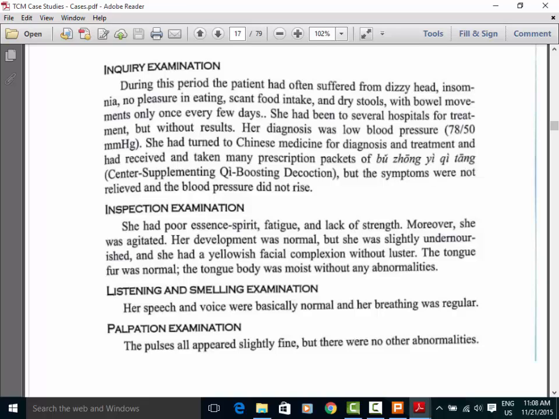Not any deficiency. So you have to think here, this is a pathomechanism, right? But it's not necessarily the diagnosis. The diagnosis is always what you're treating now, right? What are you treating now? Basically, spleen qi and blood deficiency, right? Both of these you're going to address. The blood deficiency is probably more significant, okay?